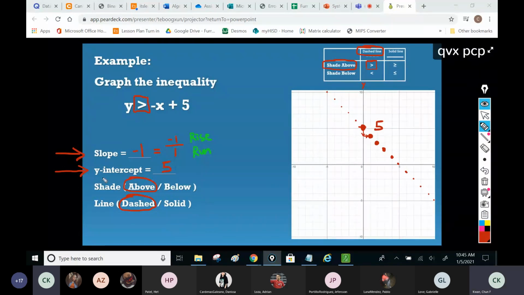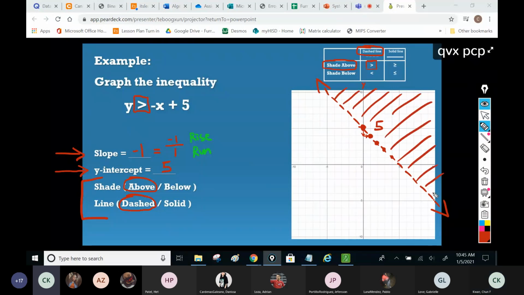All right, now we're going to have to look at the inequality symbol, which tells us that we have to use a dash line. So let's draw a dash line, and then we have to shade above. You have to shade everything that is on top of the line right here. So you have to shade everything on top of the line.